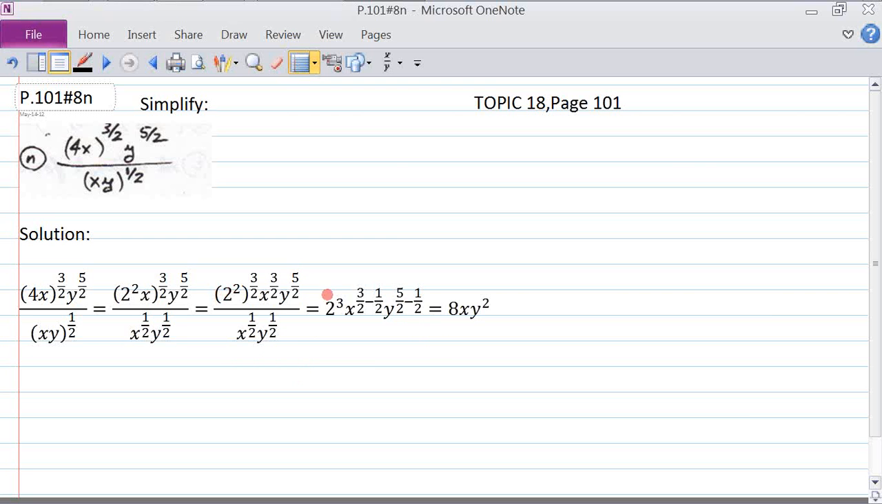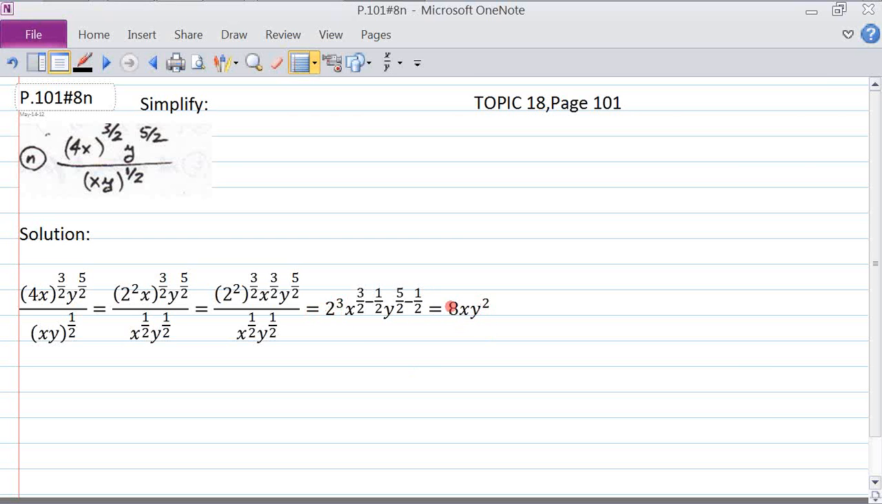So all I'm doing in going from here to here is three things. I'm saying 2 squared to the 3/2 is 2 cubed, and then I'm bringing this x 1/2 up to the numerator and making it minus here. I'm bringing this y 1/2 from the denominator up to the numerator, and here it's minus 1/2. So 3/2 minus 1/2 is just 1. It's 2 over 2, which is 1. 5/2 minus 1/2 is 4/2, which is 2. So x is to the power 1 and y is to the power 2.